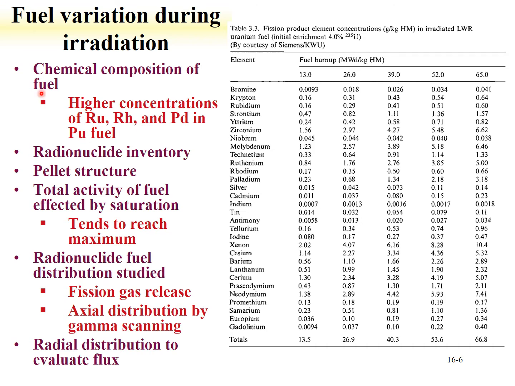The chemical composition of the fuel has an influence. For instance, the ruthenium, rhodium, palladium have higher concentrations than plutonium-based fuel. So there's also a trend where the total activity of fuel seems to be affected by radioactive saturation, where you get an equilibrium between growth and decay, and you get a maximum that tends to be reached. Now, the radionuclides that are produced are distributed within the fuel, and we'll discuss how they're distributed, and they're not always homogeneously distributed within fuel.